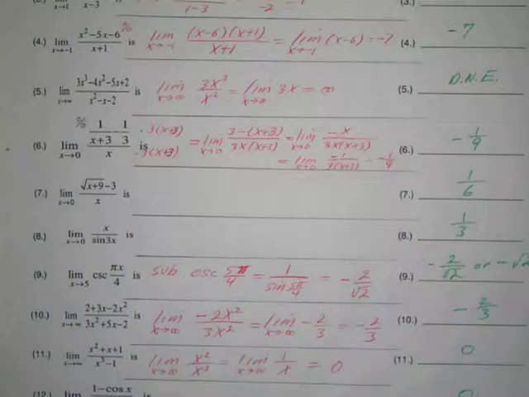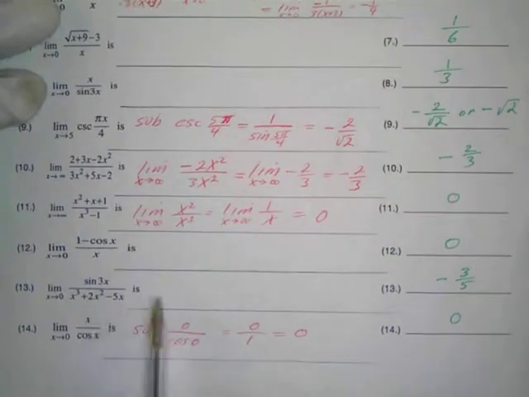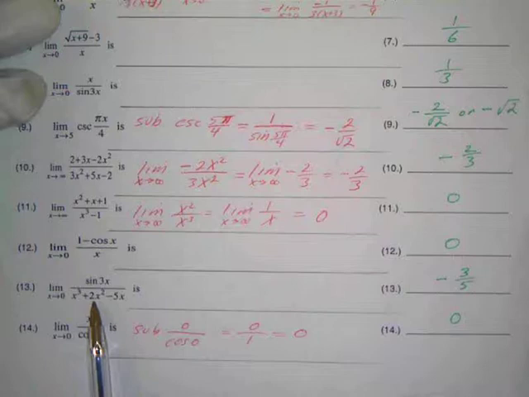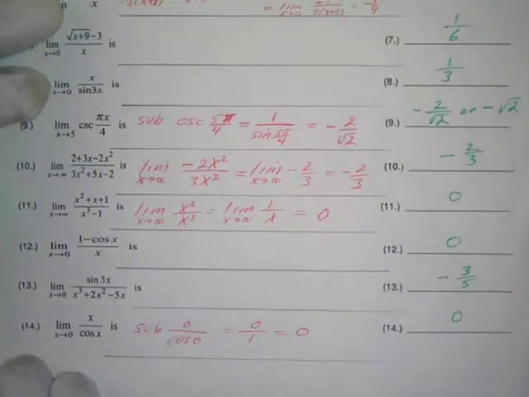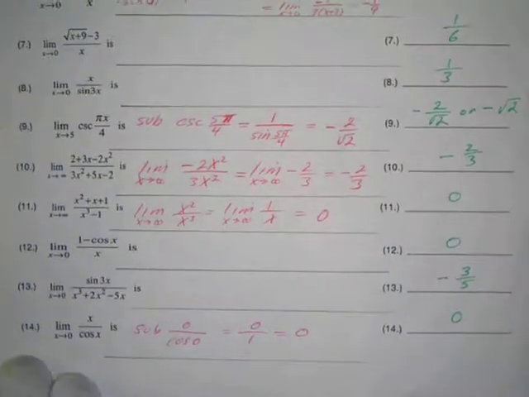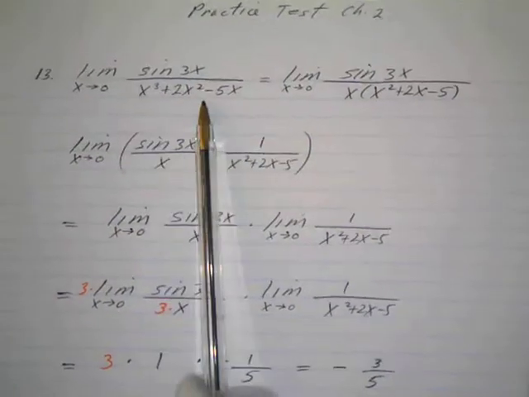Okay, we're working on practice problems, the Chapter 2 test, and here's number 13. This is the limit of the sine of 3x over x cubed plus 2x squared minus 5x. So I've got to work on this a little bit and simplify it out, see what it is. We're going to do this on a separate sheet so I can show you all the steps. So number 13, we start with this.